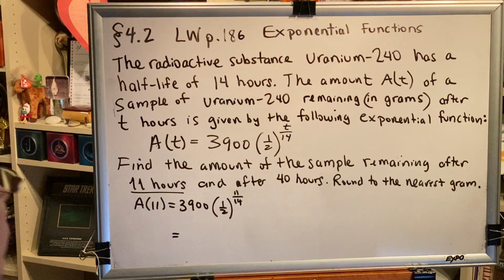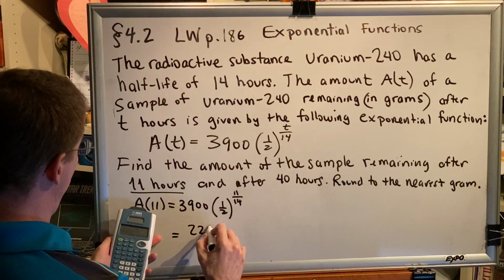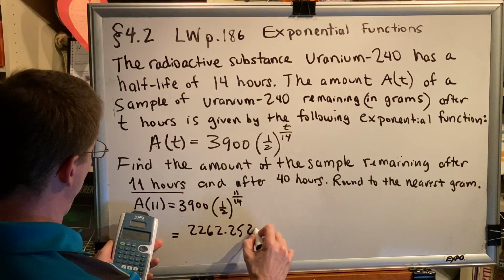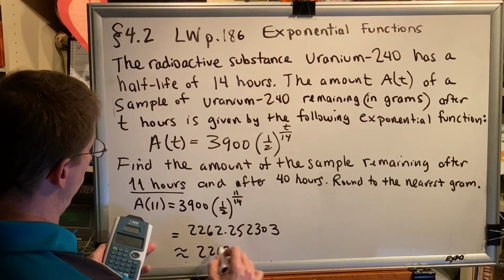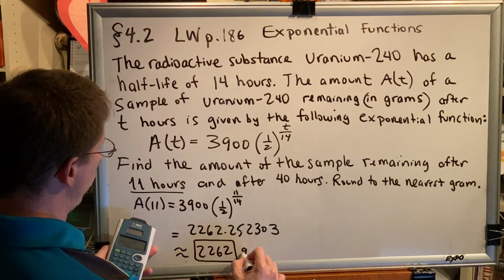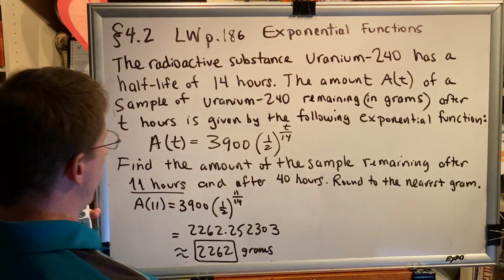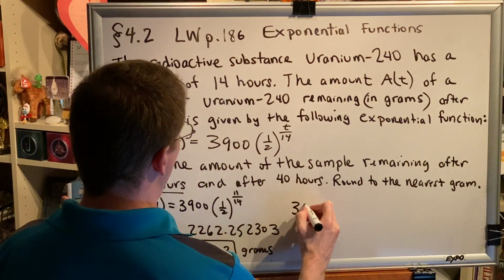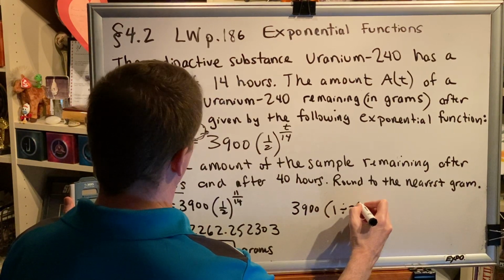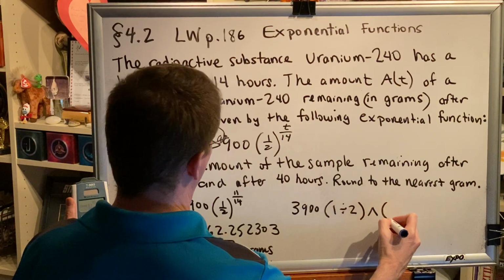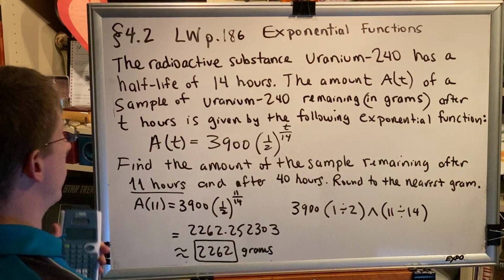The instructions say to round to the nearest gram, so that's going to be the nearest whole number. So we have 2262.252303, or if you round that, that's going to be 2,262 grams. Now, if you don't have the multi-view calculator, then the way you're going to enter this in your scientific calculator would be like this. 3,900, parenthesis, 1, division key 2, close parenthesis, raised to the, parentheses, 11, division key 14, close parenthesis.